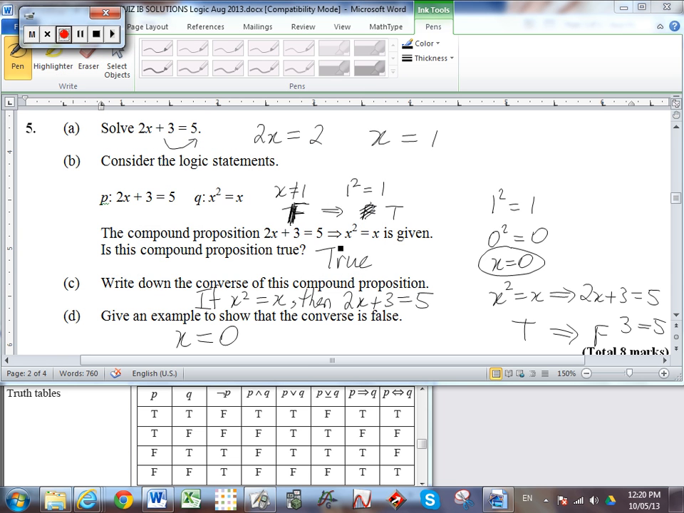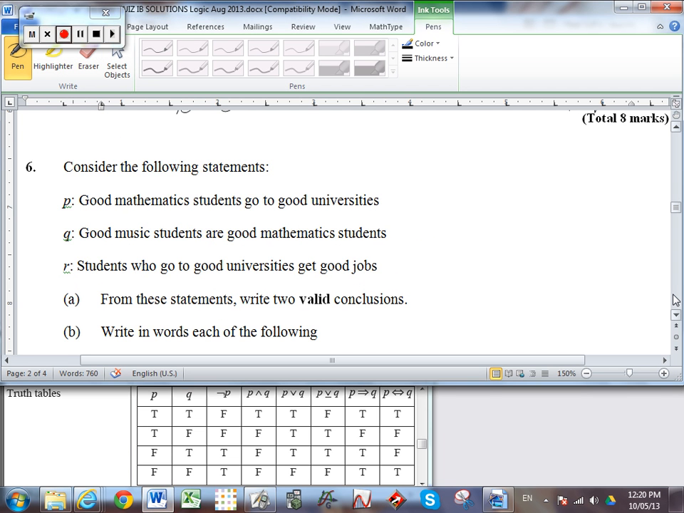Okay, let's move on then to number 6. So we've got the statements P, Q, and R, and from those statements we need to write 2 valid conclusions in part A. So I'm going to show you a couple of different approaches to this. Let's first look at a Venn diagram approach.